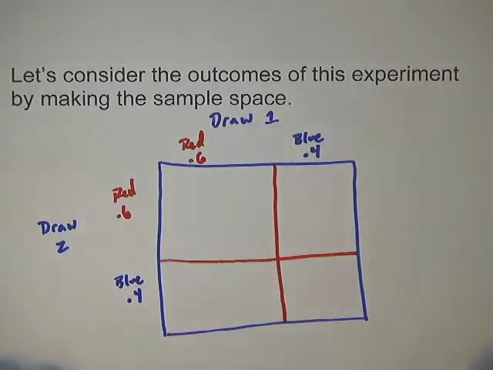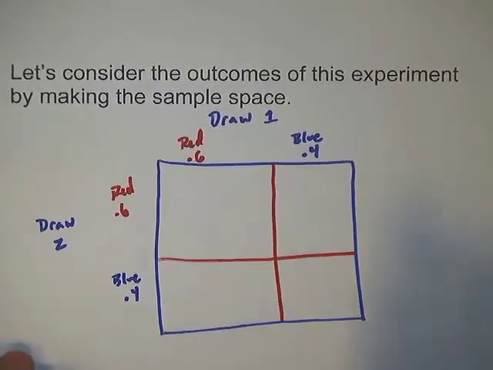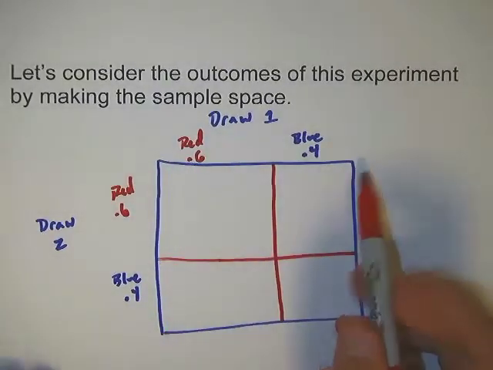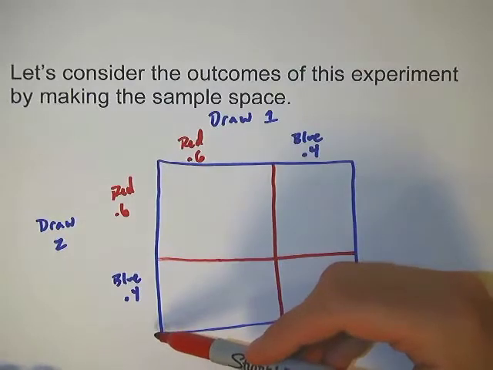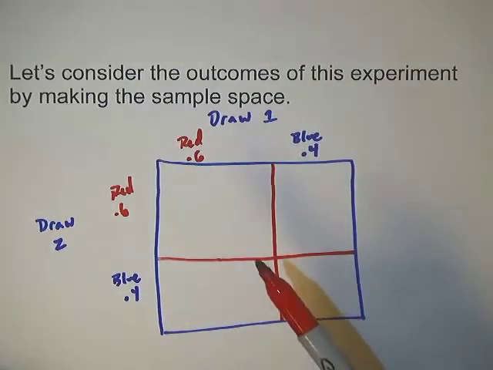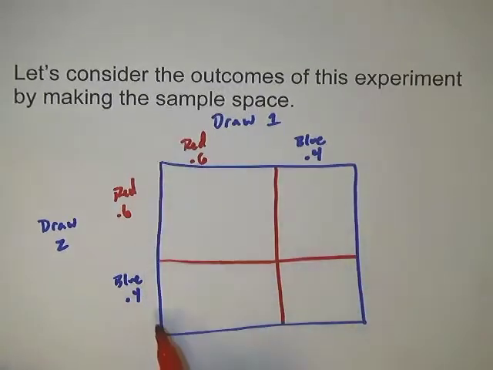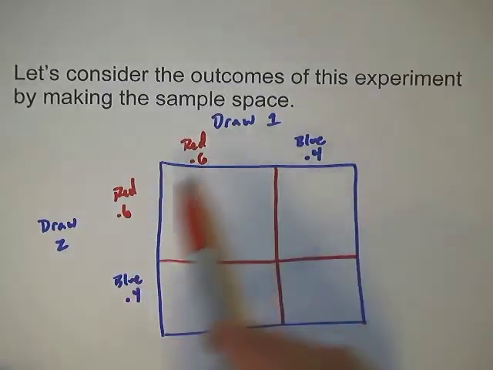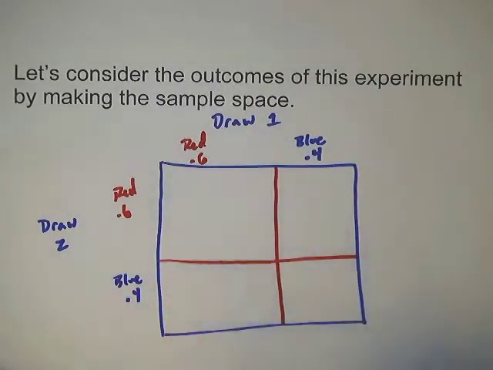Now, this whole side represents a probability of 1. This whole side represents a probability of 1. Now, if we're thinking about area as probability, 1 times 1 is 1. So the probability of all of these outcomes added together will be 1.